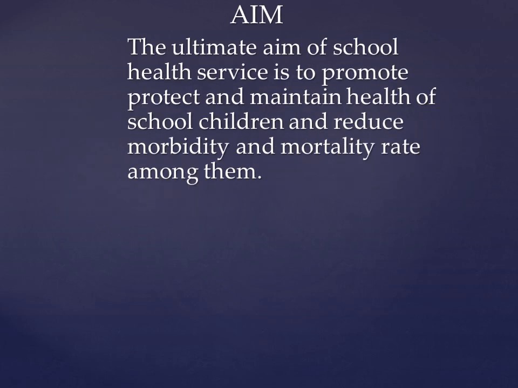Next is the aim. What is the aim of this school health service? The ultimate aim of school health service is to promote, protect and maintain the health of school children and reduce the morbidity and mortality rate among them. So the aim is to promote their health, protect them from disease, maintain their health and reduce morbidity, which means the disease rate, and the mortality rate, which means the death rate among them, right?